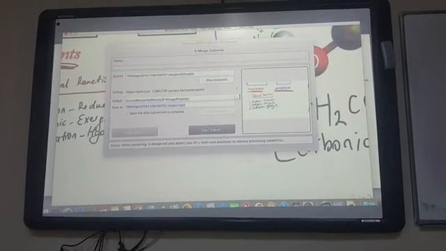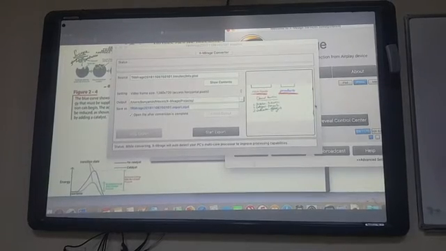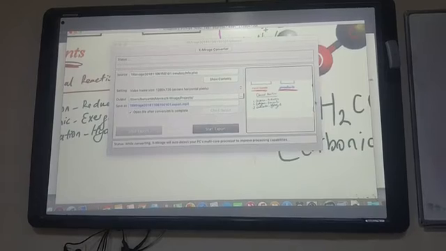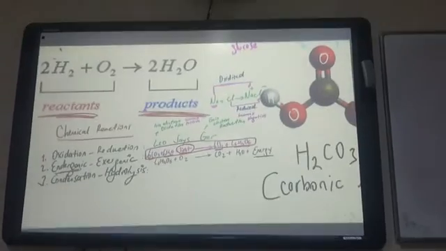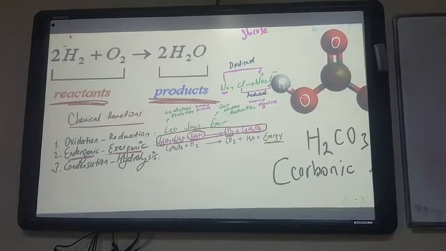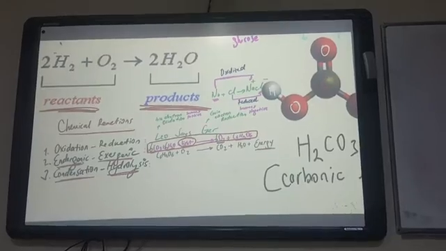This is the right one. Let's check. Start export. Check. What's this? I think it's also clear. This energy. And this is the last part: condensation and hydrolysis.